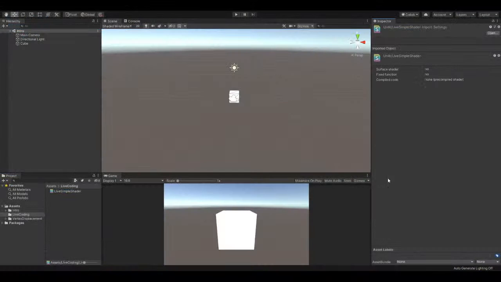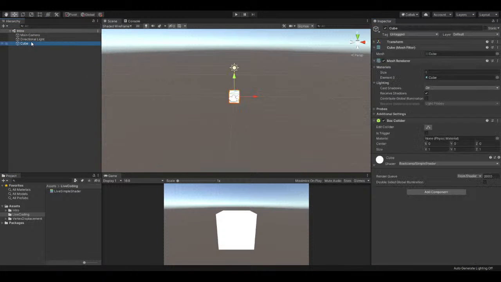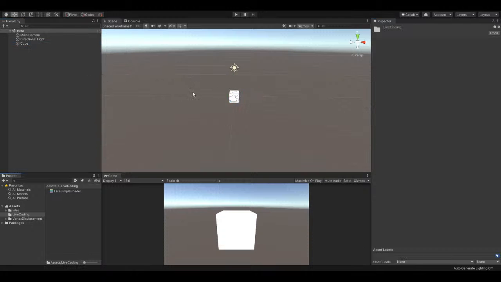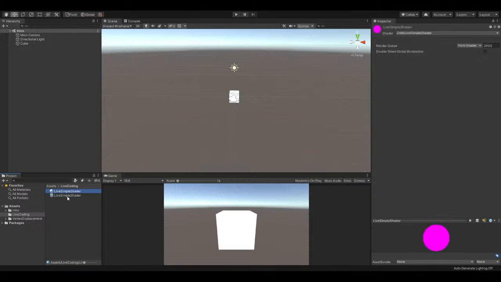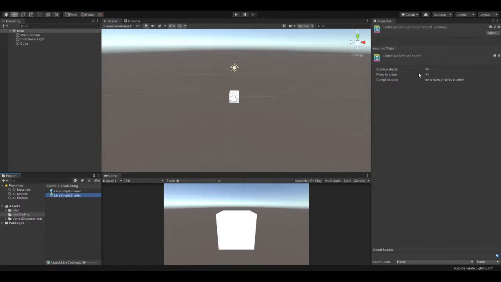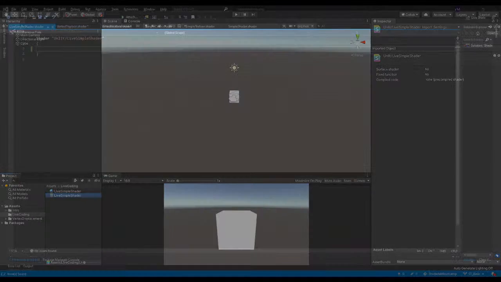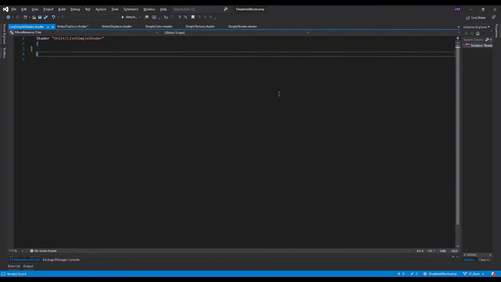So Unity says that we have a shader, and I'm going to create a new material here. In the material, I'm going to attach this shader, and that's great. We have a pink colored, a failed shader. That is perfectly fine because it's not a surface shader, it's not a fixed function, and there is no code to compile. Now, it's funny: if there is no code to compile, what will Unity compile? That means we have to start writing our own code.